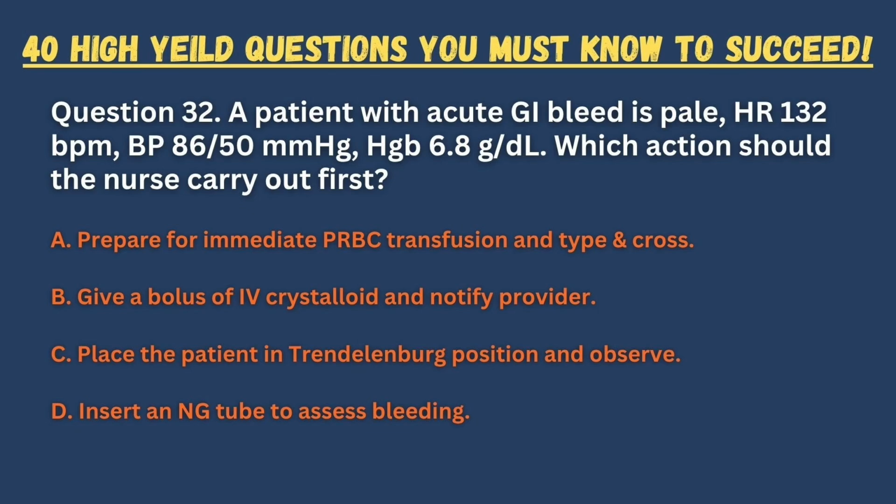A. Prepare for immediate PRBC transfusion and type and cross. B. Give a bolus of IV crystalloid and notify provider. C. Place the patient in Trendelenburg position and observe. D. Insert an NG tube to assess bleeding.